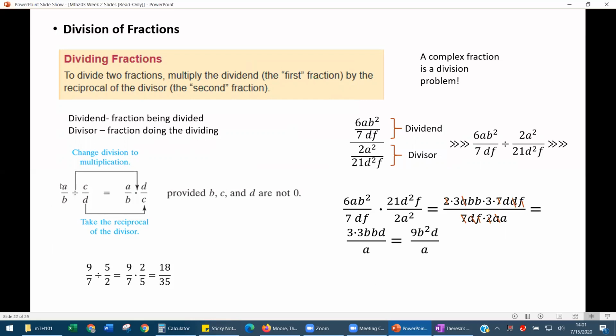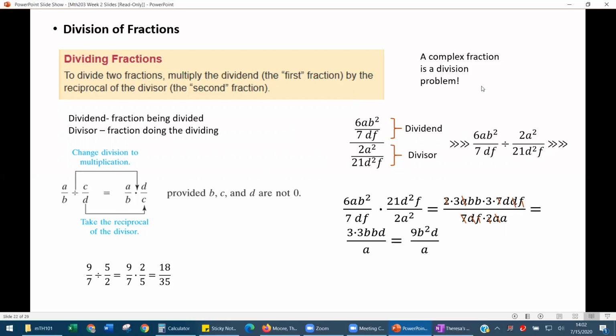A over B is being divided. C over D is doing the dividing. So we would change our division to multiplication, and we would take our divisor and flip it. And then we just multiply. So 9/7 divided by 5/2 would be turned into 9/7 times 2/5. Multiply, and you get 18/35.